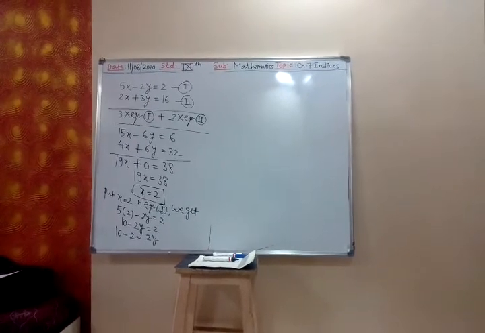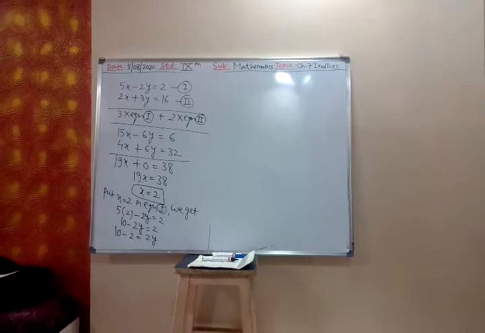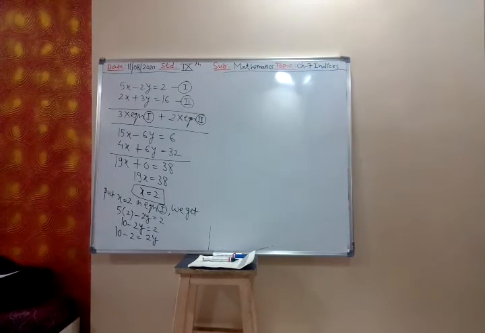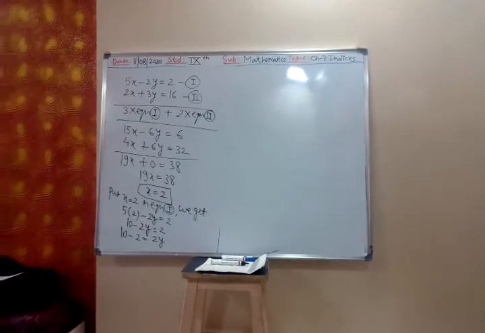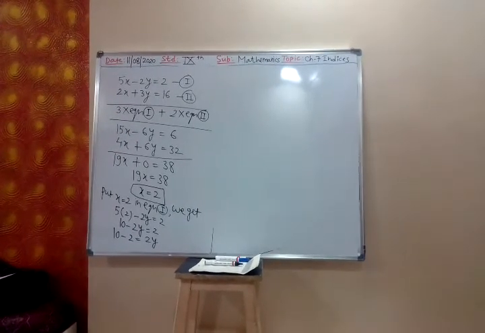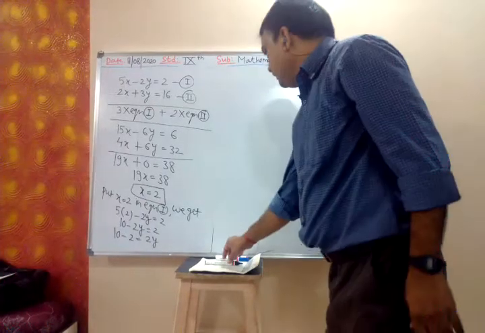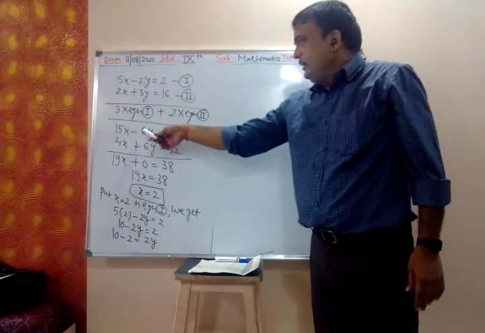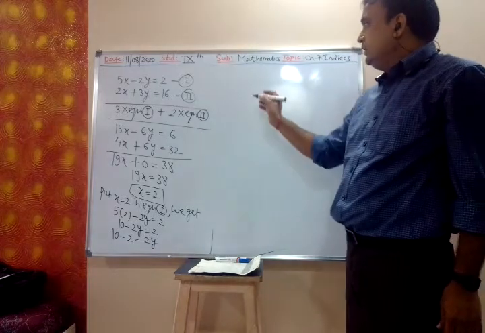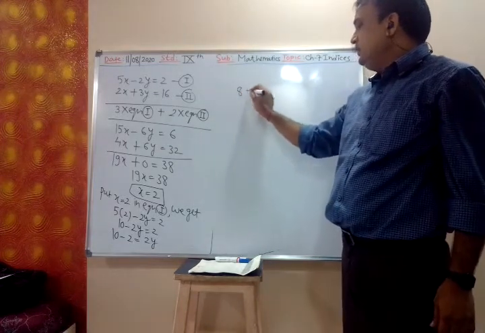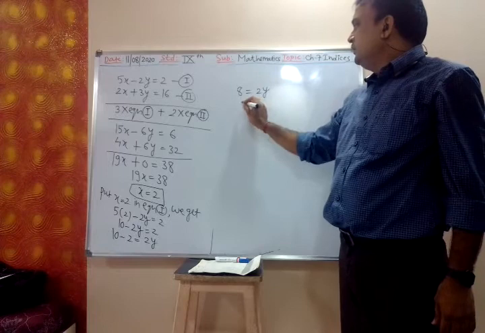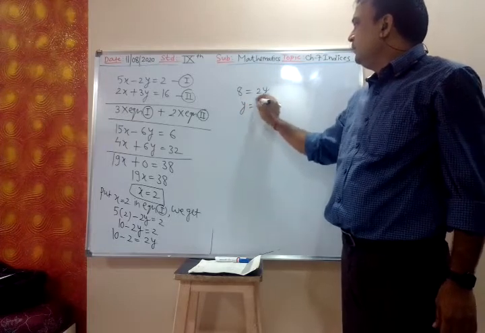32 plus 6, no? Minus 6y plus 6y will be 0, no? Minus 6y plus 6y, we are adding, and 6 plus 32 is 38, correct? This we are adding the equations. So 10 minus 2 is 8. 8 is equal to 2y. So y is equal to 4.